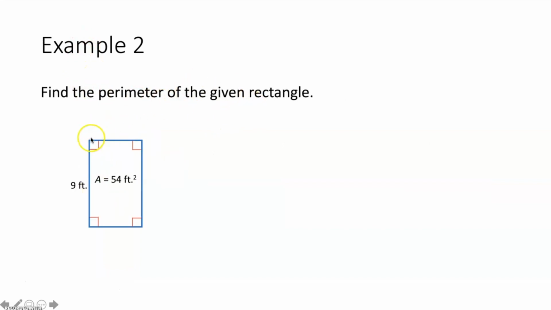Now example 2 says find the perimeter of the given rectangle. So we have a rectangle down here where we're given one side length and the area of that rectangle. So in order to find the perimeter, we clearly need to add up all of the side lengths, and that will give us our perimeter. But we are only given one side length. So our first step here should be to figure out what these missing side lengths are.